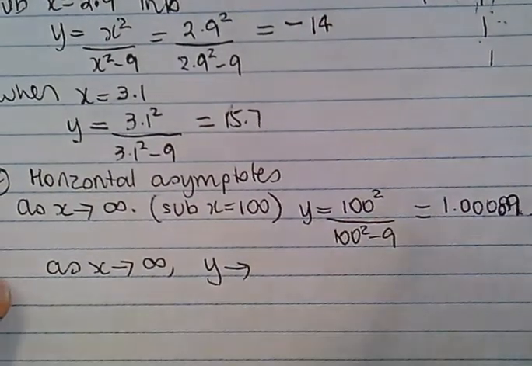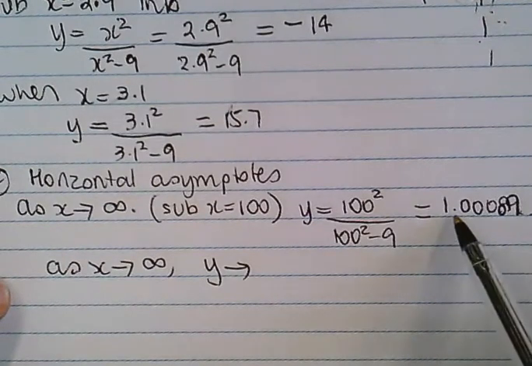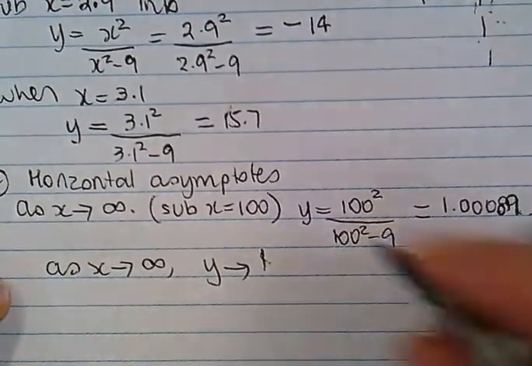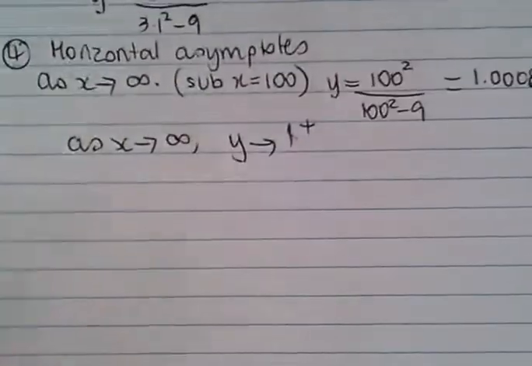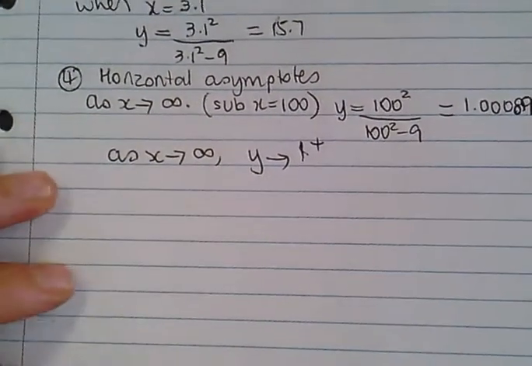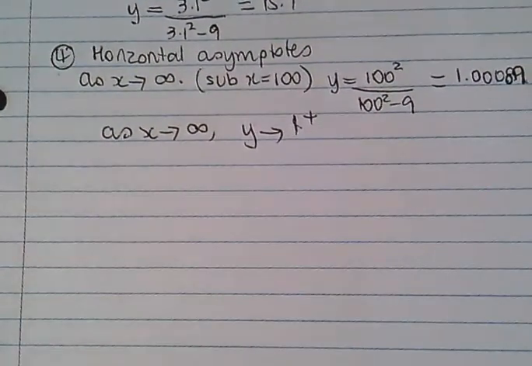Isn't it therefore, as x approaches infinity, what do you think y approaches? What is it approaching? 1.0009. 1. From above. Now, if you can't see that, I'm going to do the limit. 1.0009 is approaching 1, girls, not 2. It's approaching 1. It's almost 1.